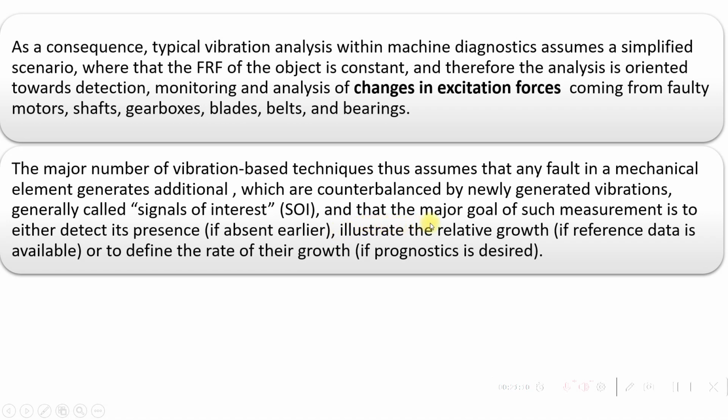And the major goal of such measurement is to either detect its presence if absent earlier, illustrate the relative growth if reference data is available, or define the rate of their growth if prognostics is desired. So that means why are we going to measure the signal of interest? The major goal of such measurement is to detect the fault if the fault was not present earlier, by using the referential data or the previous history of the machine.